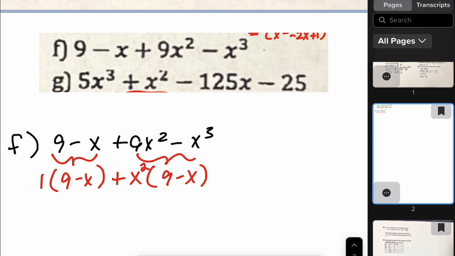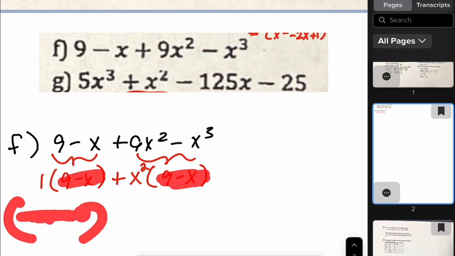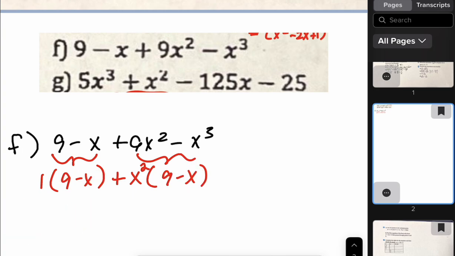Now we know we're correct if these two match. This is the stuff that matches. That is the stuff we're going to take out. That's our greatest common factor. So we're going to take out a 9 minus x. Now what's left when we do that? Well, we took out the 9 minus x here, so we're left with a 1. We took out the 9 minus x here, so we're left with a plus x squared. Now, let's go over the rules I talked about.